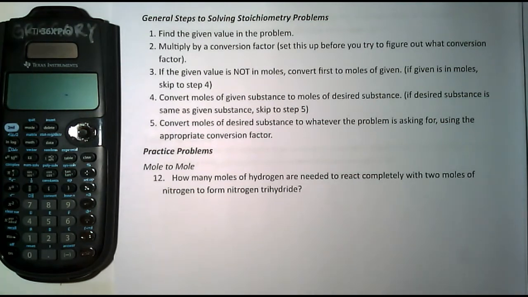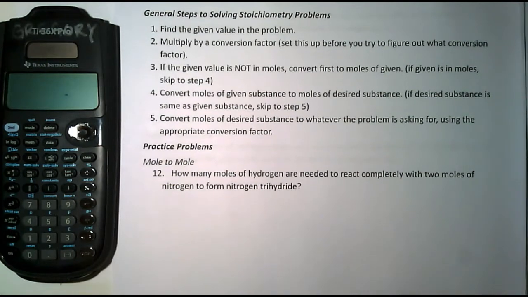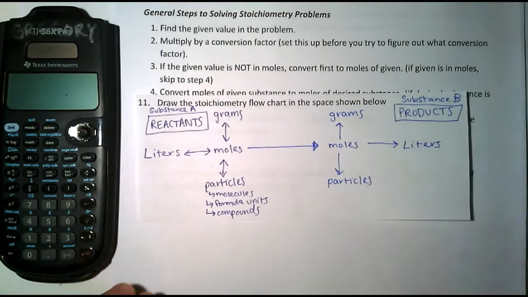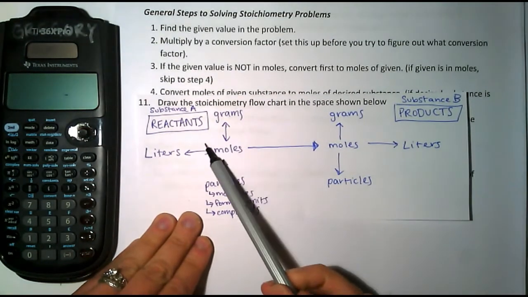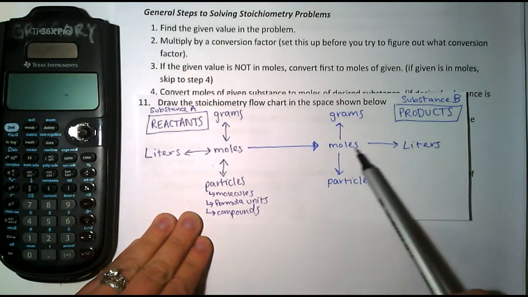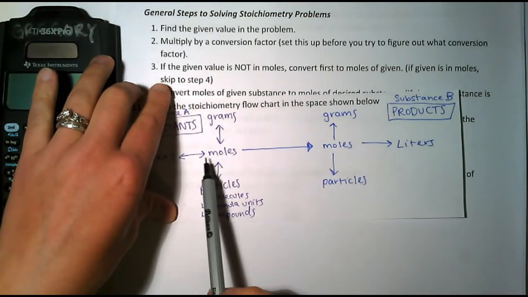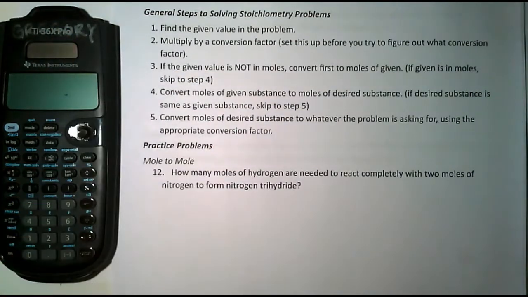So let's look at how this works. We'll start with an easy problem. We'll do a mole-to-mole conversion. We're starting with moles of one thing and converting to moles of something else. So if we pull out our flow chart again, we can look and see we're converting moles of one thing, substance A, into moles of something different, substance B. So we know we're just going to need one conversion factor to get from moles to moles.